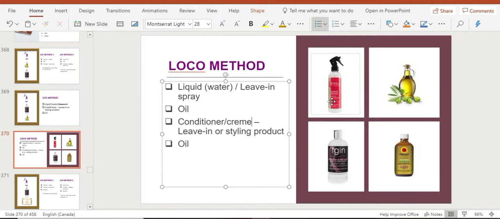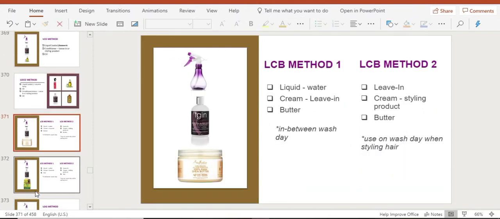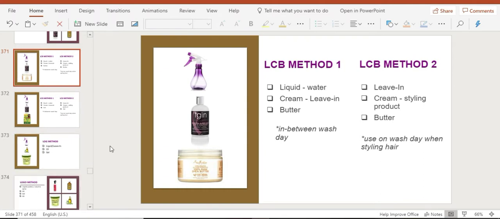So yeah, the leave-in, the oil, like the light oil, and then you're gonna put your leave-in conditioner or your creme, and then you're gonna seal everything in with the Jamaican black castor oil or any thick cream, and then you're gonna put your hair up in a style. So the LOCO method. Again, I guess this method as well, you can break it down into two types. Method one, method two. All right, so the next method is the LCB method.